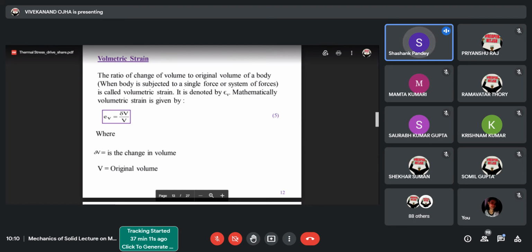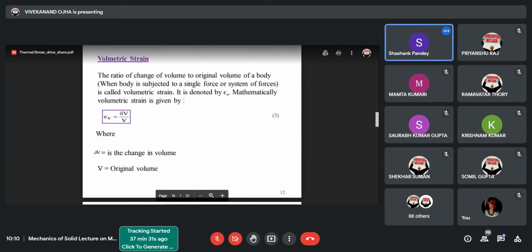It is denoted by EV because we are using the term volumetric. Mathematically, this can be expressed by equation number 5. We can see that EV is equal to delta V upon V. We are familiar with delta V and V.